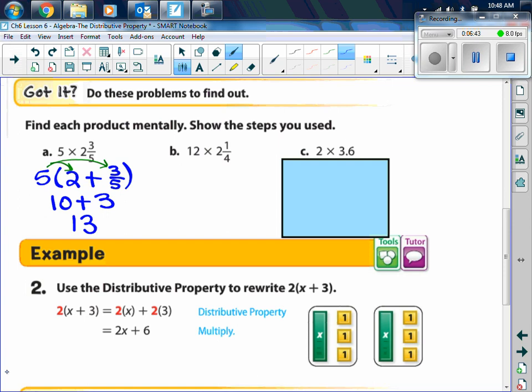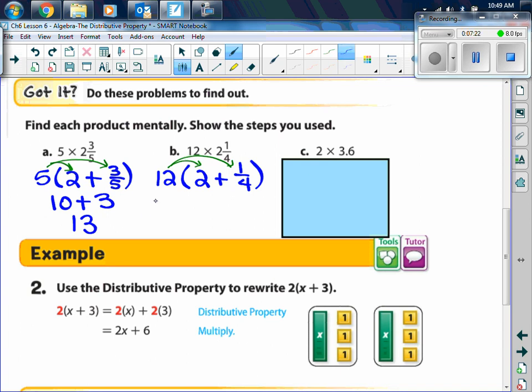Problem B, it says 12 times 2 1/4. So the mixed number is going to get split apart to 2 plus 1/4. Very good. So we've got 12 times 2 plus 1/4. And now you're going to use your distributive property. So that 12 gets multiplied times everything inside the parentheses.